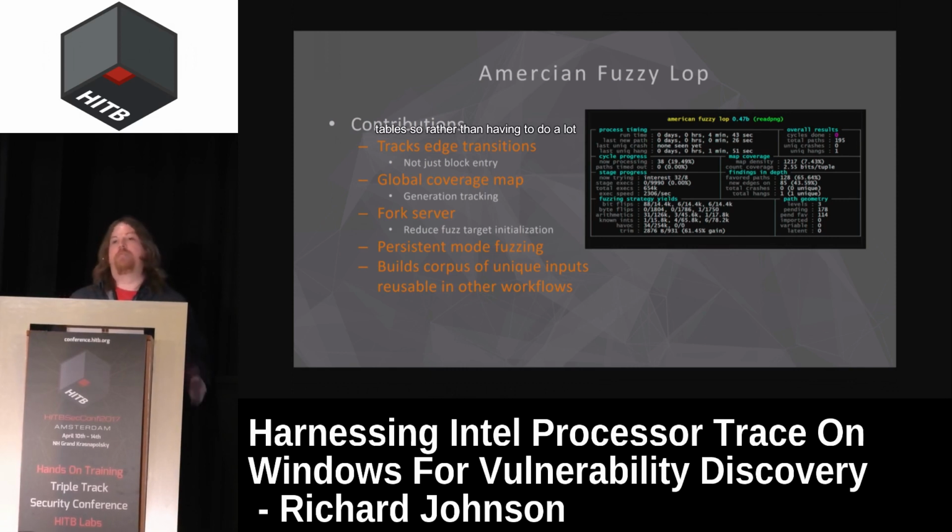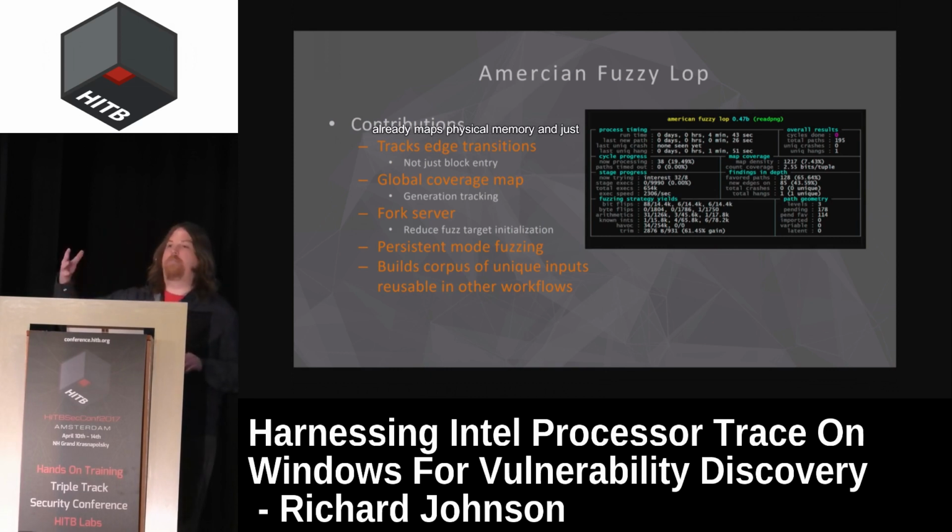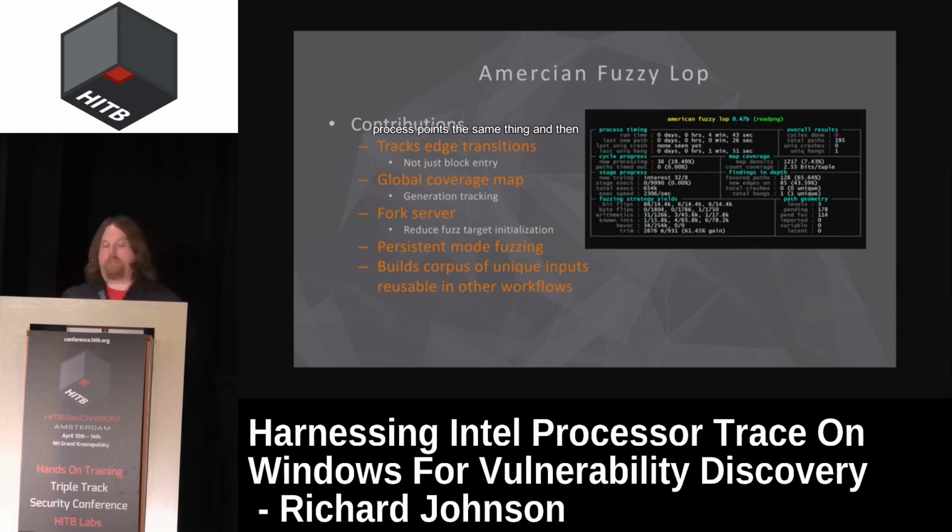So rather than having to do a lot of work to initialize and reload and remap all of your binaries, it's using the already mapped physical memory and just copying the page tables over so your new process points to the same thing. And then you can do nice fancy tricks like wait until a little bit later in the process to do your forks, so you can skip all the unnecessary code before your input is seen and parsed. All these things are great performance additions and very, very important to the architecture of a fast, modern fuzzer.